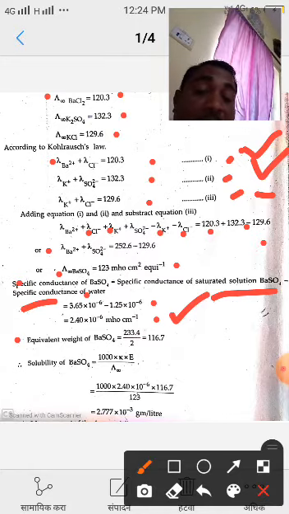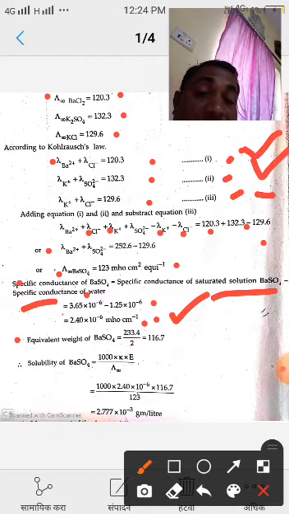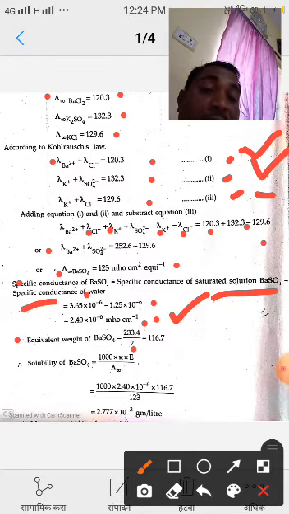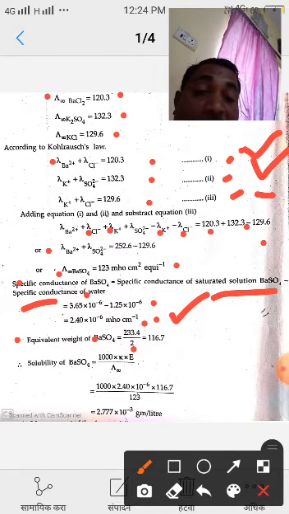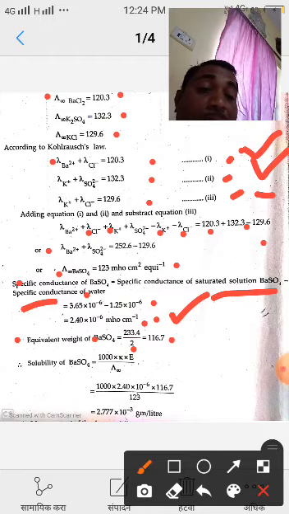Now we have to find out the equivalent weight of barium sulfate. We know that the molecular weight of barium sulfate is given as 233.4. The equivalent weight can be calculated by dividing this molecular weight by 2. Why is this molecular weight divided by 2? Because the oxidation state of barium in barium sulfate is 2. Therefore, it is divided by 2, and this value becomes 116.7.